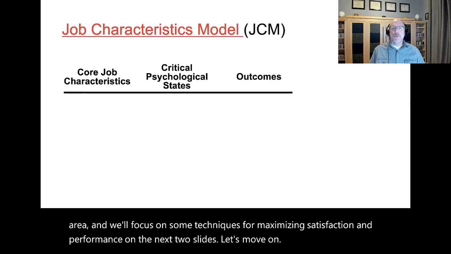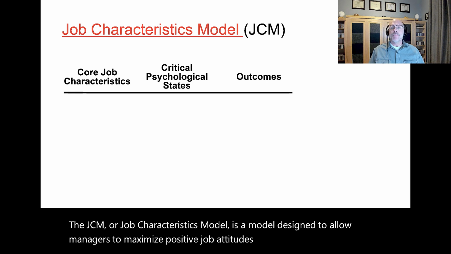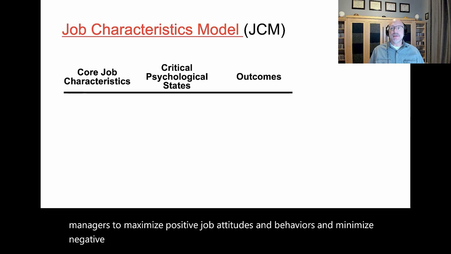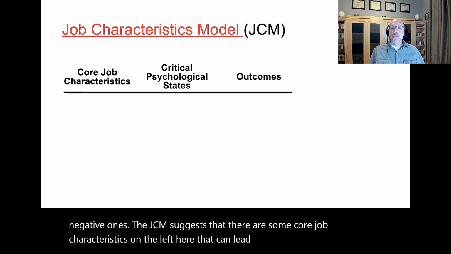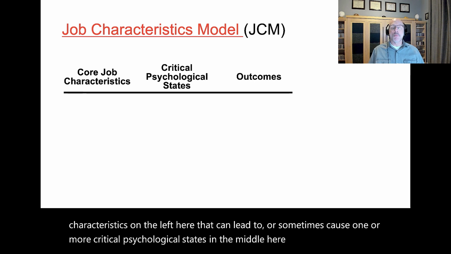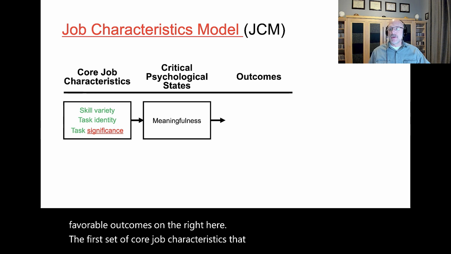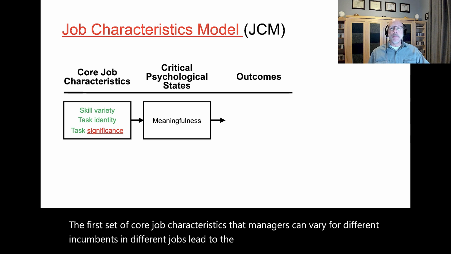The JCM, or Job Characteristics Model, is a model designed to allow managers to maximize positive job attitudes and behaviors and minimize negative ones. The JCM suggests that there are some core job characteristics on the left here that can lead to, or sometimes cause, one or more critical psychological states in the middle here, which then lead to favorable outcomes on the right here. The first set of core job characteristics that managers can vary for different incumbents in different jobs lead to the psychological state of meaningfulness.